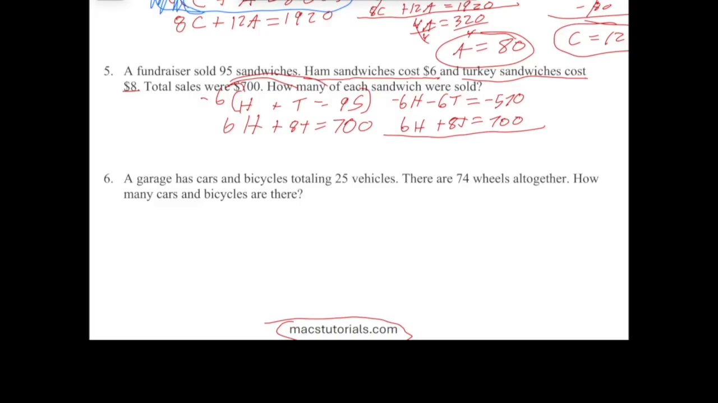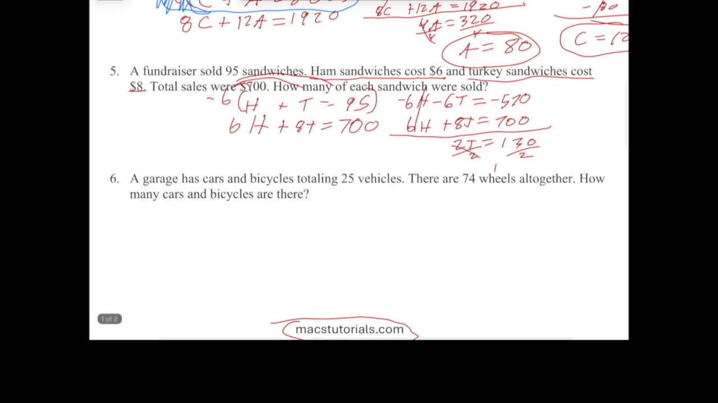Okay. So these die. That becomes a 2t equals 130. And then I'm going to divide each by 2. And my t is going to equal 65. 65 what? Turkey sandwiches. Okay, my turkey, because that t is 65.